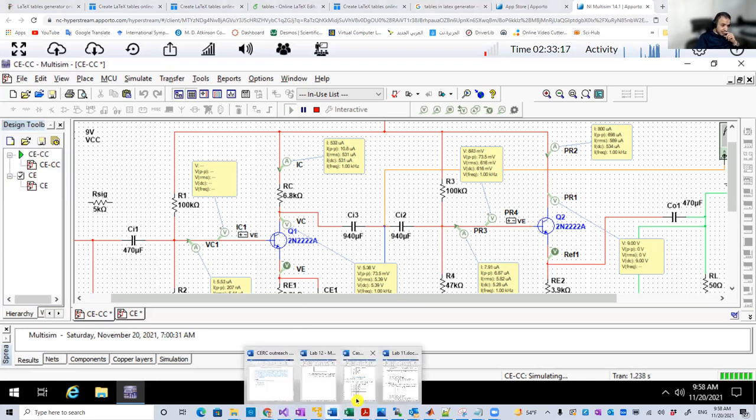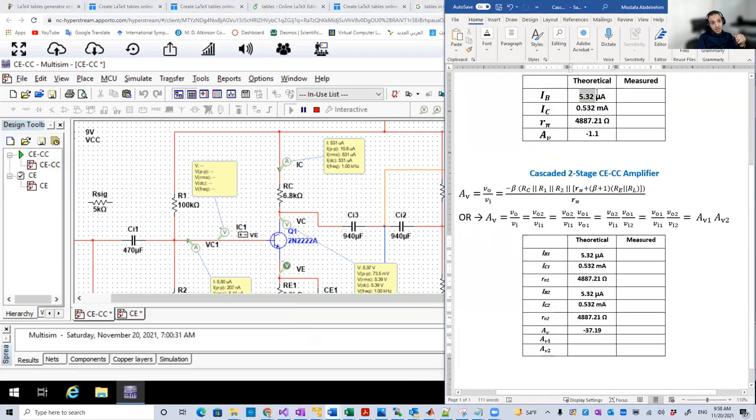So if we look here at the values in the table, IB is 5.32, and IB1 and IB2. Remember, the difference between the two circuits is just the RC. There is no RC in the common collector stage. Although, in calculating IC or IB, we don't depend on RC at all. That's why we have IB1 equal to IB2 theoretically, IC1 equal to IC2 theoretically, and r-pi, of course, is VT over IB, so they should also be the same. So if you look here, this is IB1, here it is.